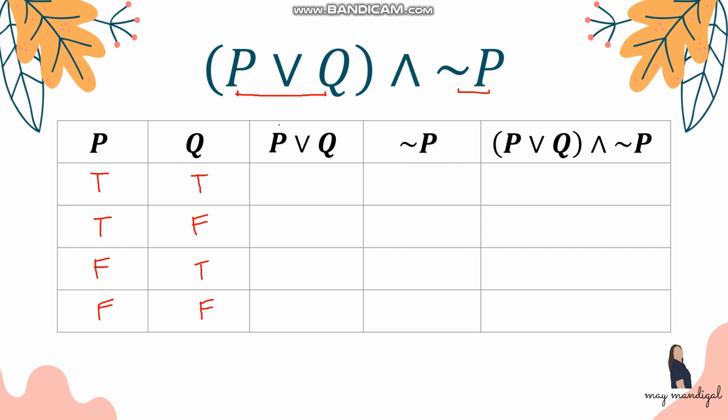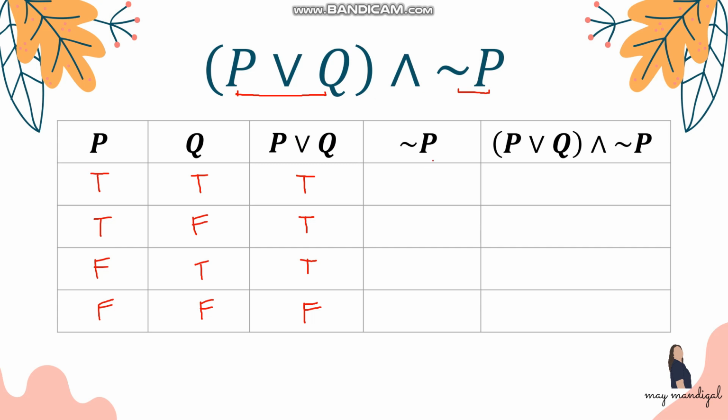Then after that, let's now write the truth values for P or Q. So we will be getting the disjunction of P and Q. So we have both of them true, but since this one is a disjunction, that means it is true. One of them is true, one of them is false, so that means this one is also true. For the third one, P is false and Q is true. Still, that will give us a true value for our disjunction. And then lastly, since both of them are false, that's the only time that our disjunction will be false. So these are now the truth values for P or Q.